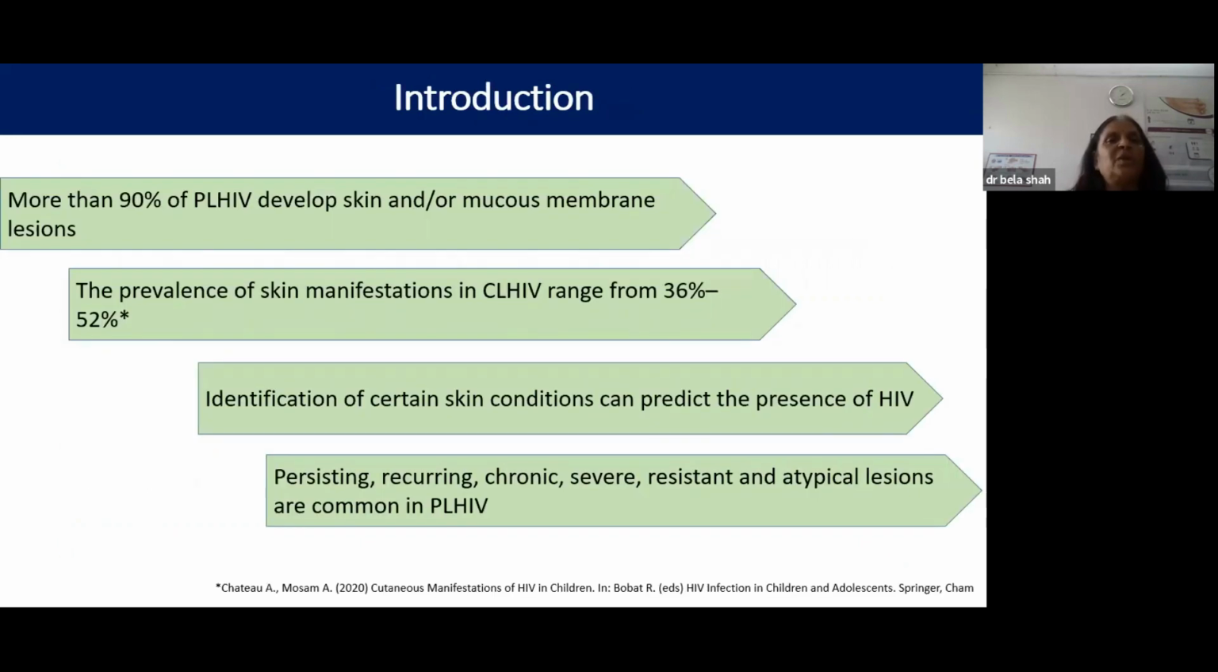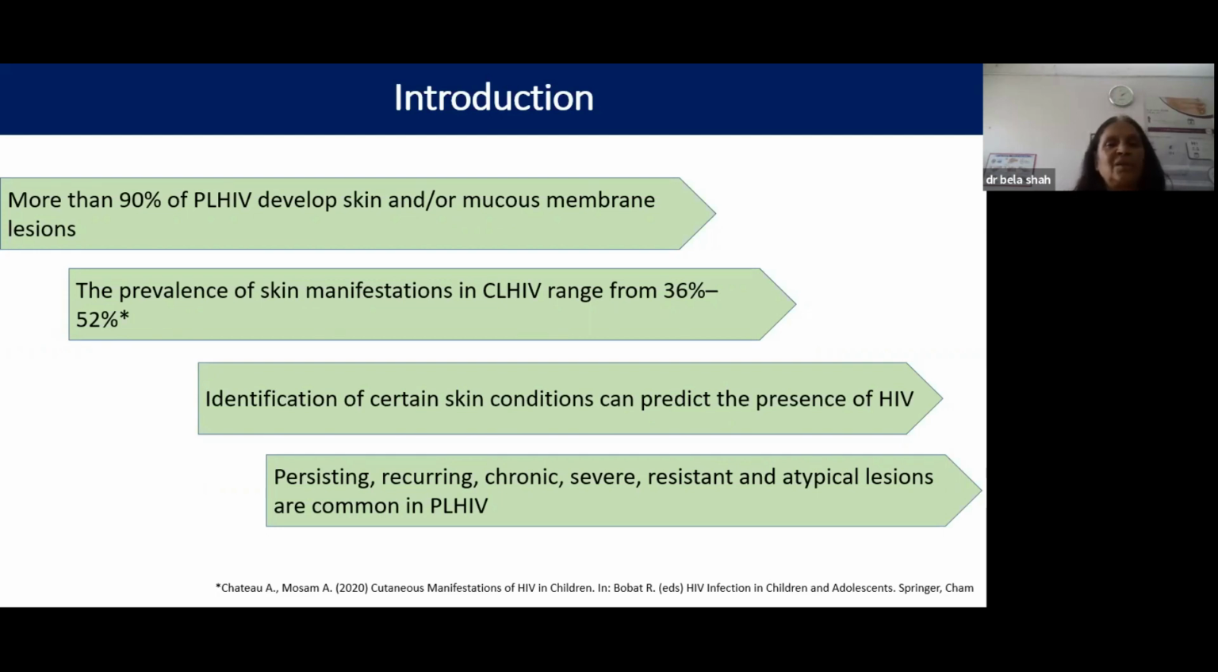It is very important to remember that more than 90% of the patients will develop skin or mucous membrane lesions in the journey of their disease, that's HIV, right from the seroconversion illness, wherein the patient can manifest with maculopapular rash, and over a period of time they have a plethora of skin manifestations. I'm going to take you through those common manifestations.